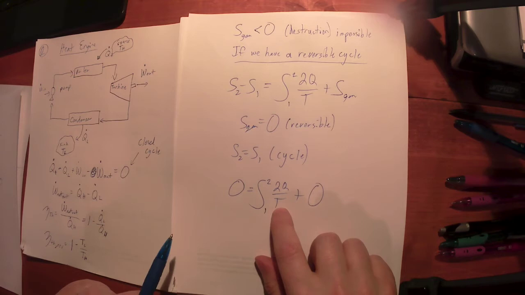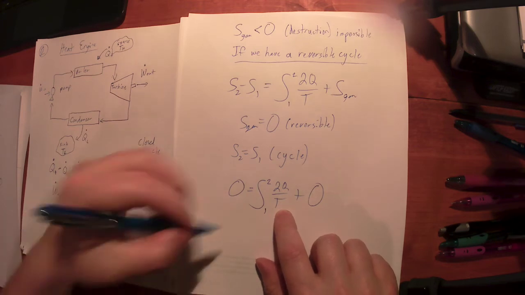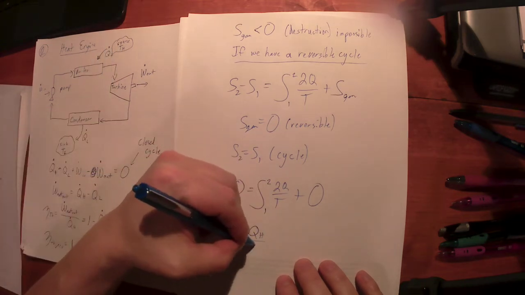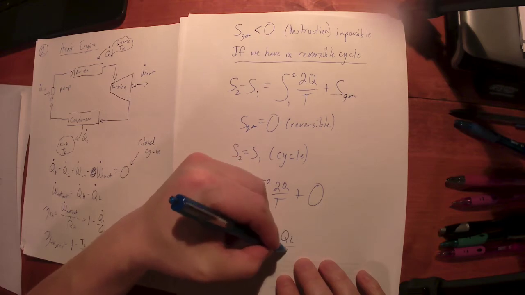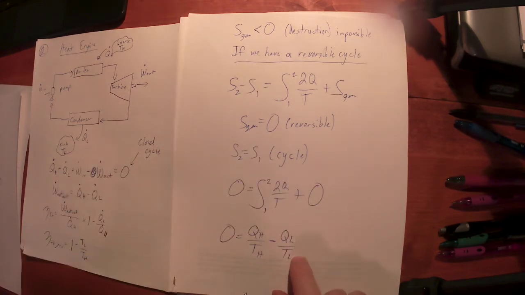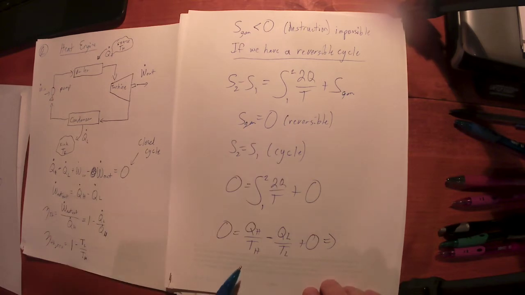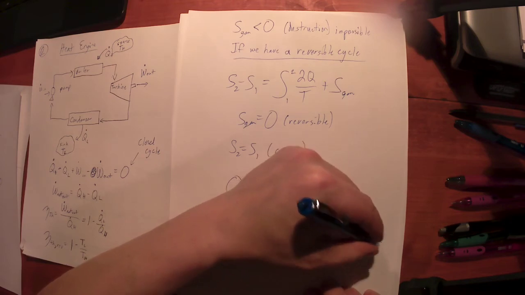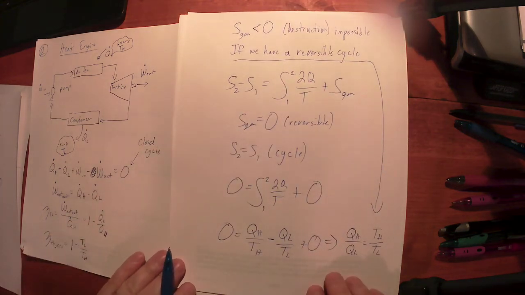Let's go around this cycle and add up everywhere heat transfer comes in at temperature and subtract everywhere heat goes out at temperature. So 0 is equal to, here I've got heat coming in at a high temperature, so QH over TH, that's positive because it's coming in. Here I've got heat going out, so it's QL going out at TL, minus because it's going out, plus 0. And notice what happens. This says QH over TH is equal to QL over TL, or QH over QL is equal to TH over TL.